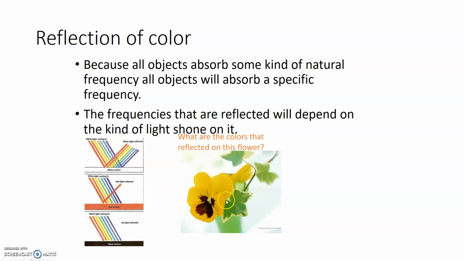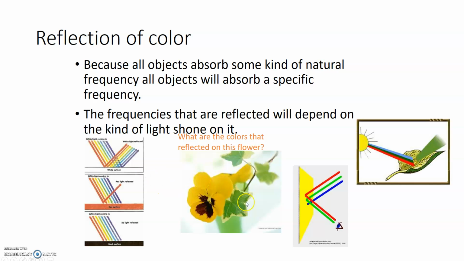So, what color does the flower reflect? Well, for the petals, everything gets absorbed except for the yellow light. But for the leaves, the green is all that's reflected, everything else is absorbed. So here's a question. What color does photosynthesis need? If you say green, you'd be wrong because it reflects off green.